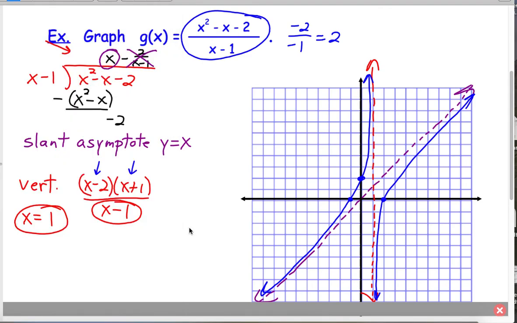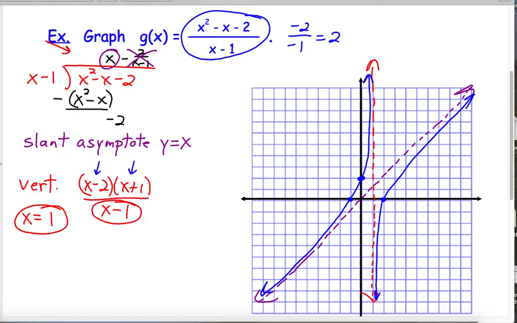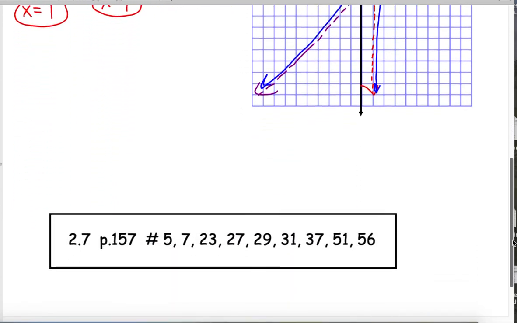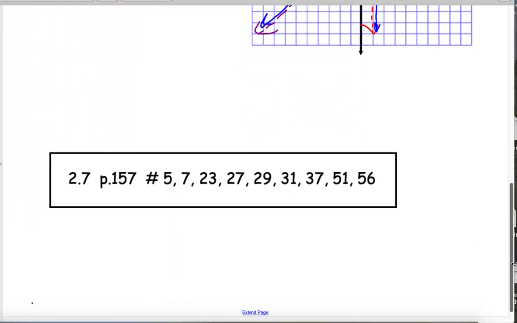All right, so that's about all you need to know. The rest is just practice, and that's the best way to get good at these. So your assignment is 2.7, which starts on page 157.